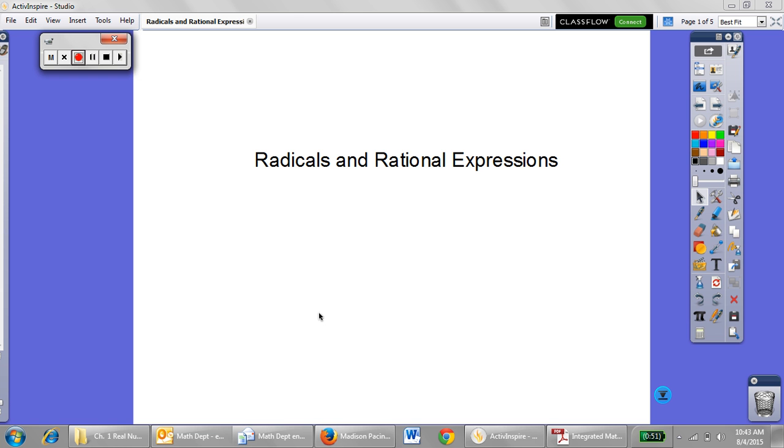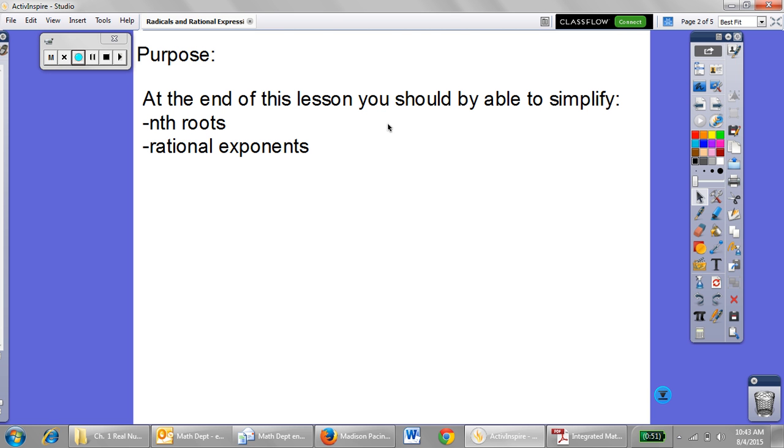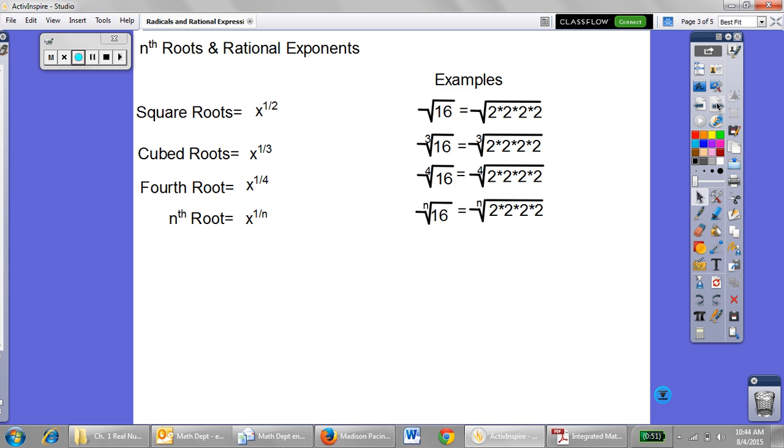Hi students, today we'll continue learning about radicals and rational expressions. At the end of this lesson, you should be able to simplify the nth roots and rational exponents. So here's a quick tutorial on nth roots and rational exponents.